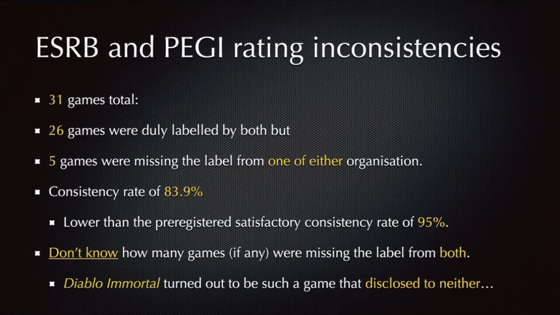So to conclude, if we are to disregard the games that were not labeled due to the retroactivity issue, 31 games remained. Amongst them, 26 games were duly labeled by both age rating organizations, but 5 games were missing the label from one of either organization. The consistency rate between the 2 organizations was 83.9%, which is below the 95% consistency rate that I pre-registered as being satisfactory. We don't know exactly how many games were missing the label from both organizations.